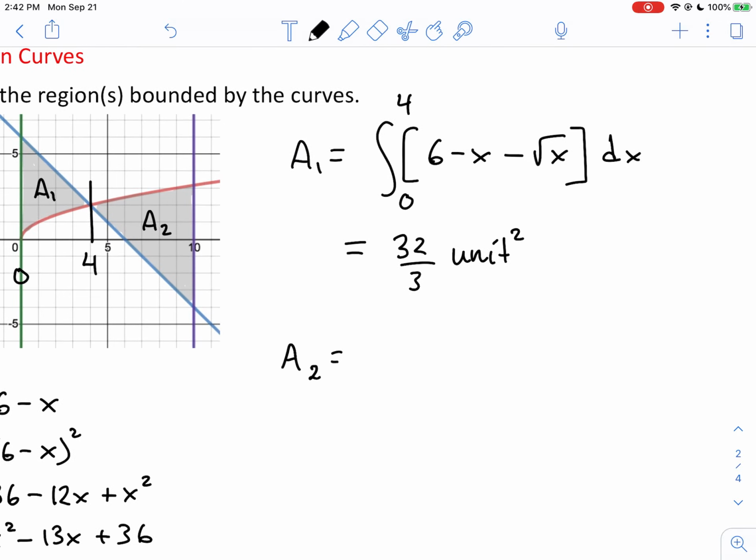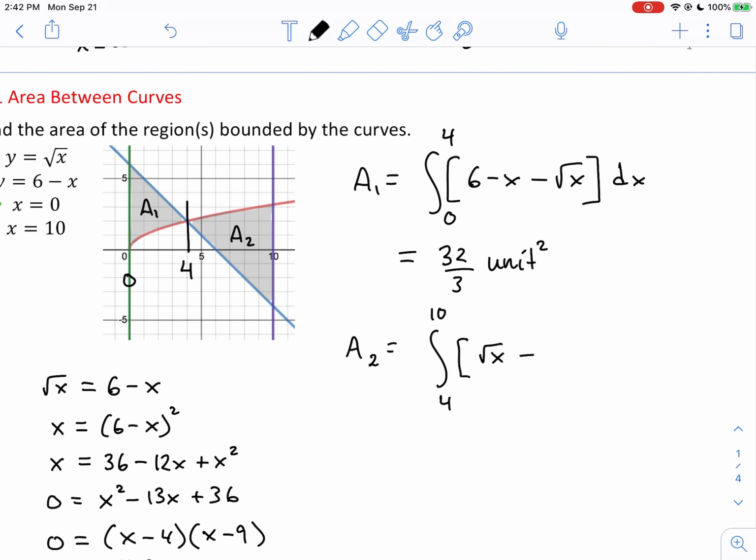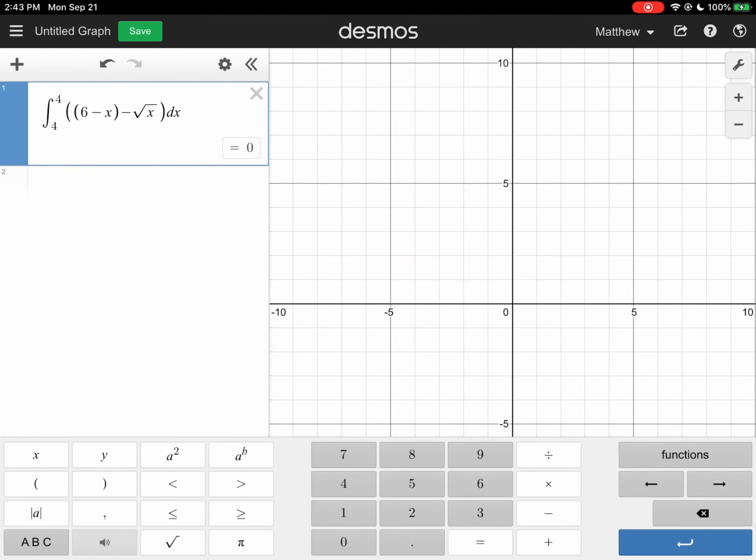Area 2, also vertical strips. So we're going to integrate between x coordinates 4 and 10. The upper function is now the radical. So it's radical x minus, the lower function is the blue. And the blue was the line 6 minus x. This is where you definitely must have parentheses because you're doing subtraction of multiple terms. You could also distribute the negative and just say minus 6 plus x. We're going to integrate from 4 up to 10.